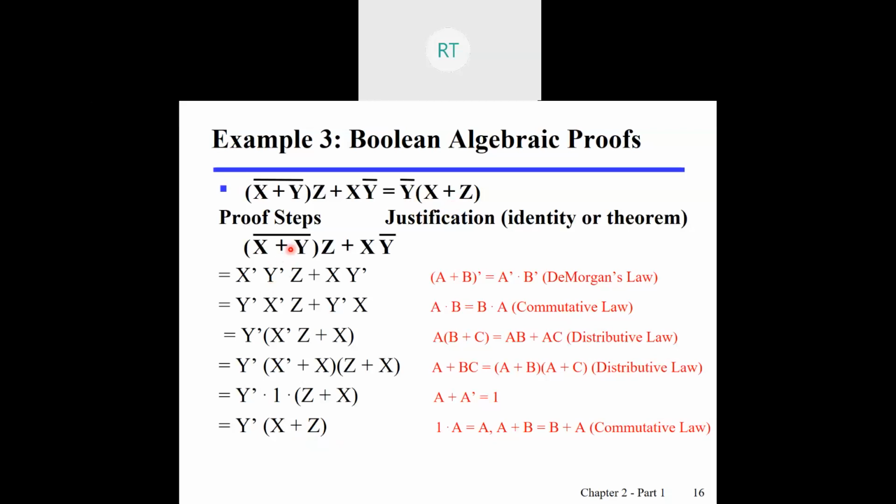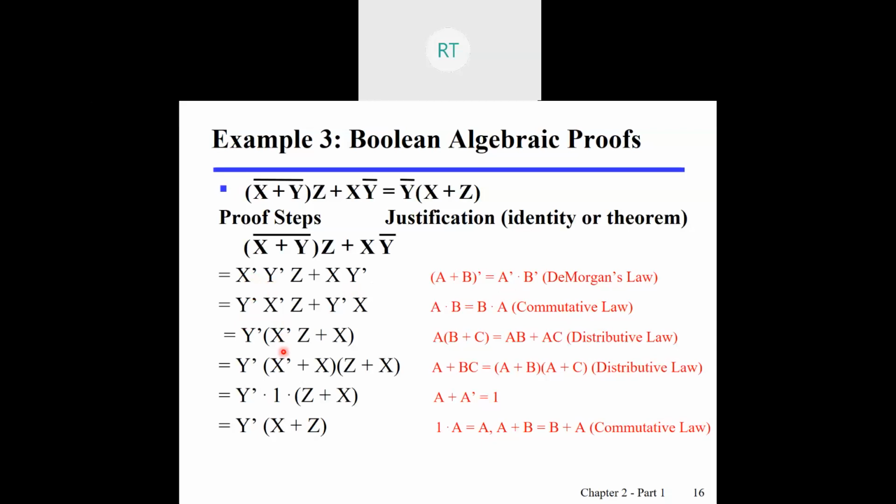You remove the x will become x bar, plus will become an and, and y will become a y bar. So this is the first rule. It is De Morgan's law. The second rule is commutative, because x bar y bar is the same as y bar x bar.